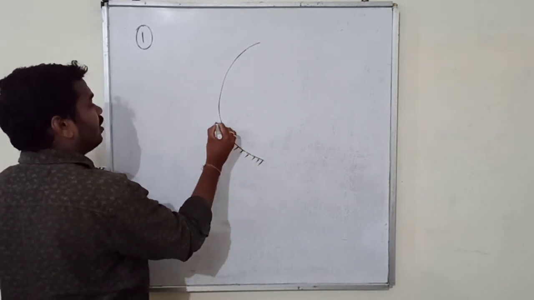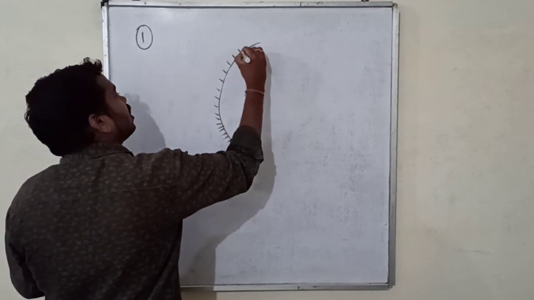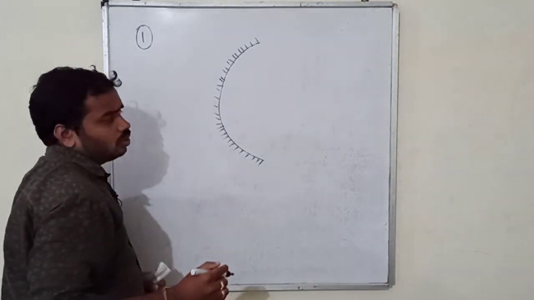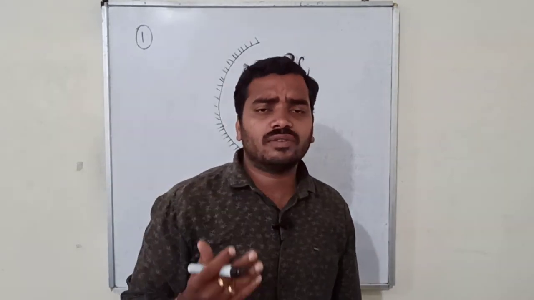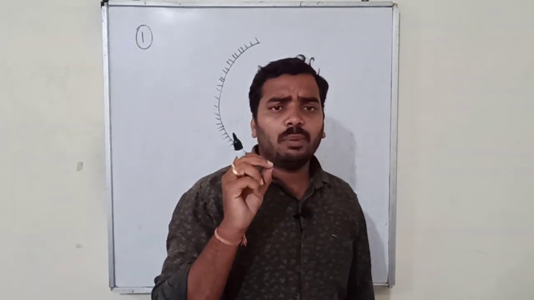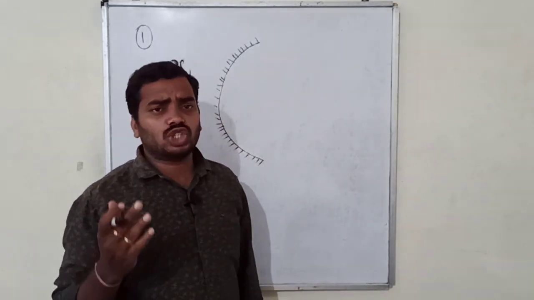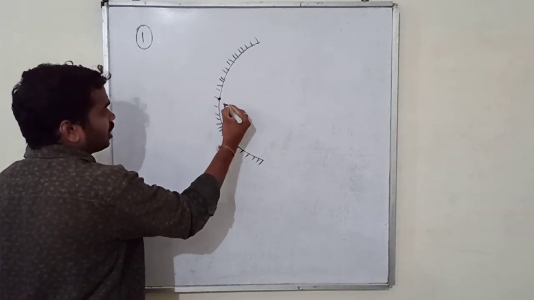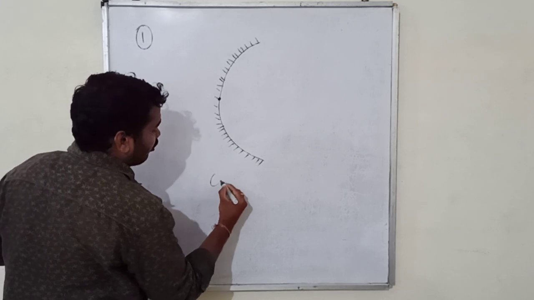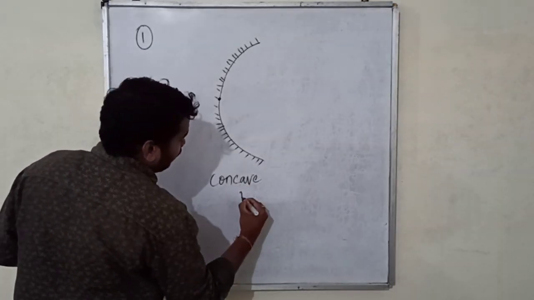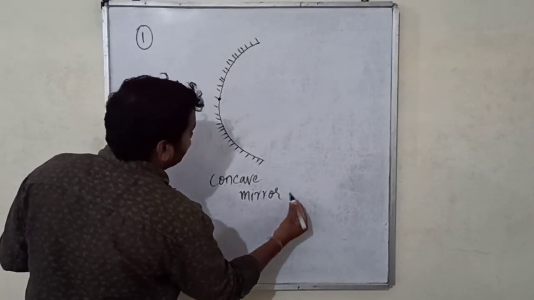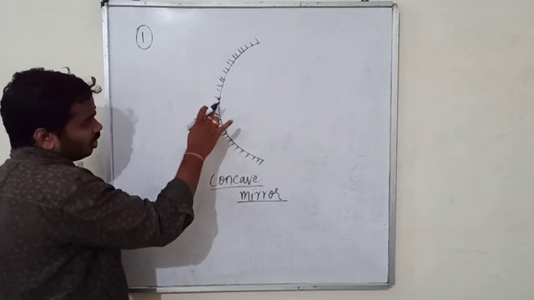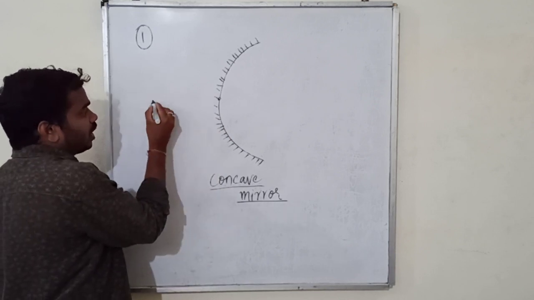So let us take a concave mirror like this. You all know every curved mirror will have a pole, which is called the geometrical center of the curved mirror. So we shall consider the pole of this concave mirror. Remember, if the mirror is caved in, then that mirror is said to be a concave mirror. So this is the pole which we are considering.